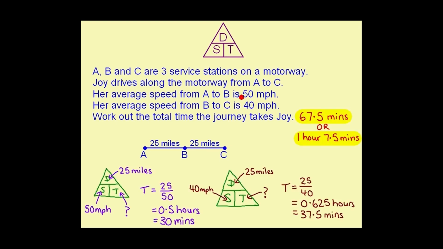Joy is travelling at 50 miles per hour from A to B. So this is the calculation for that section, and it takes her 30 minutes. She's travelling at 40 miles per hour from B to C. So here's the calculation for that, and it takes her 37.5 minutes. So the total time is 67.5 minutes, or you can say it's 1 hour, 7.5 minutes.